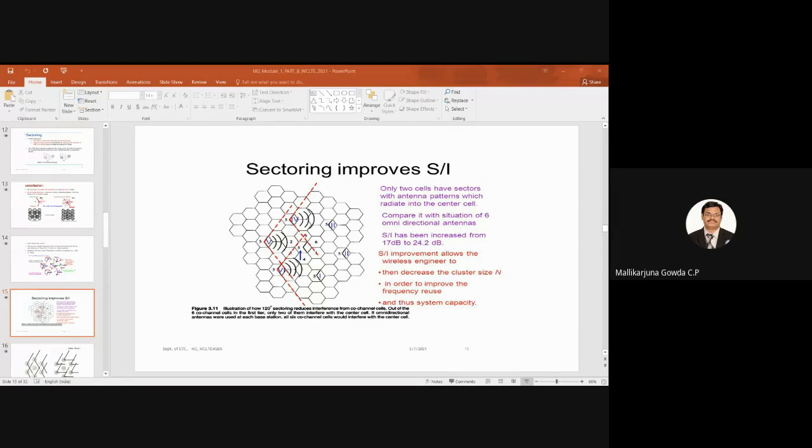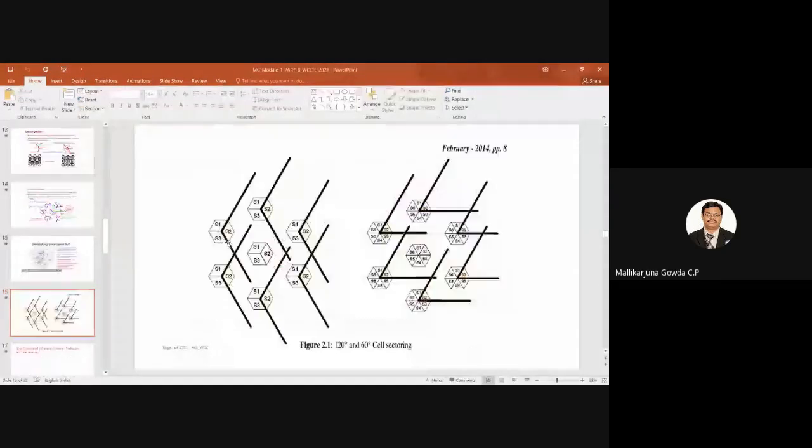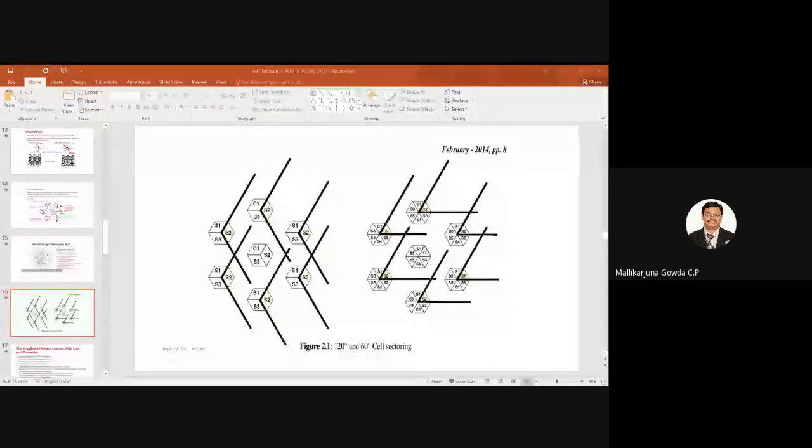Are you able to understand this? To get a better idea, I have one more slide which shows both 120-degree and 60-degree cell sectoring. I think now the picture is clear. Compared to the previous slide, this picture is clear.